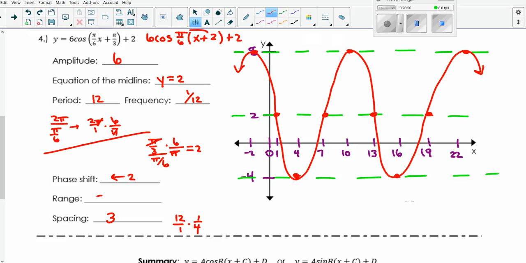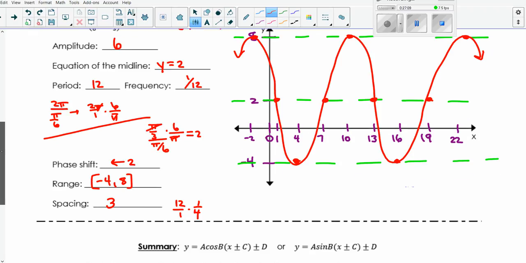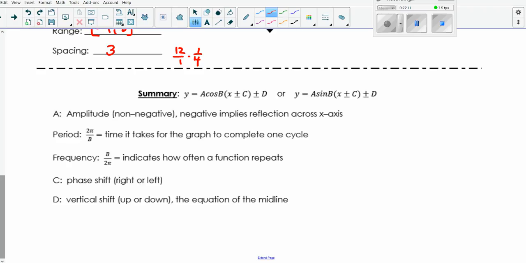Your range goes from -4 all the way up to 8. The distance between -4 to 8 is 12, and half of that is 6, so I know I'm good. Alright, pause and take a look at any of these problems if you need to. Let's go down to the bottom and just talk about a summary.